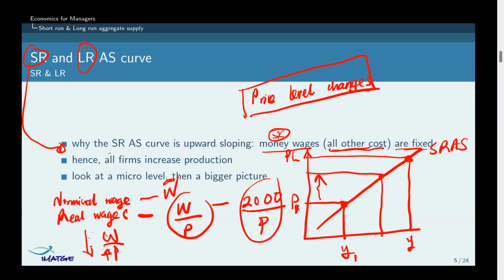Which means that now companies will find it easier to even hire more labor or to produce even more output to supply on the market. That's the reason why they will increase their production when the price level increases. That's why we see an upward sloping curve in the short run. You understand what I'm saying here?